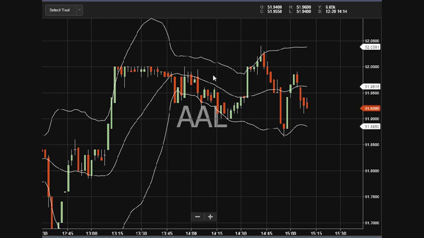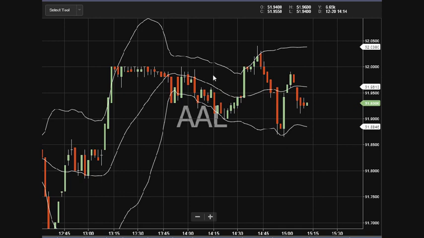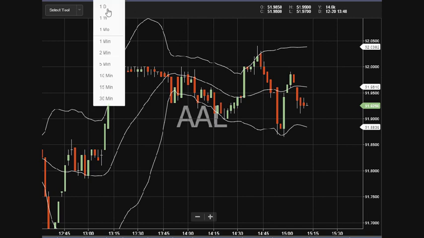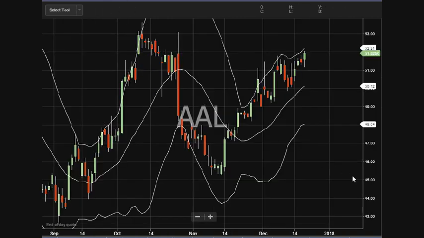Also, Bollinger Bands work really well in connection with other indicators like MACD or momentum, because they show things a little bit differently. They present the data a little bit differently. So that's valuable information. Now, to set up your trade, let's look at a daily chart of American Airlines.